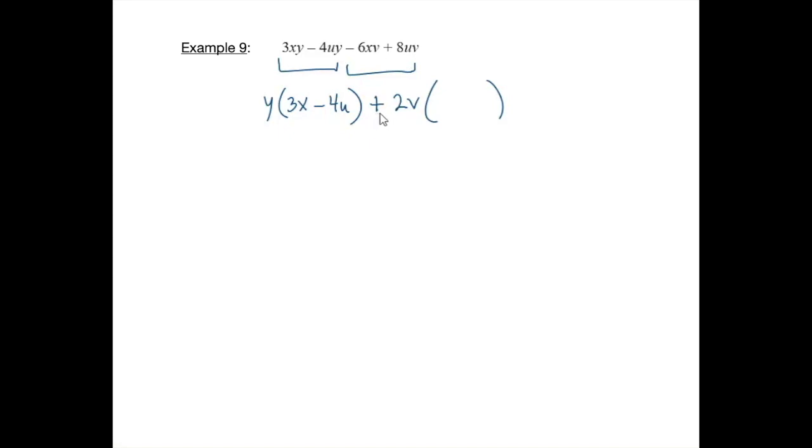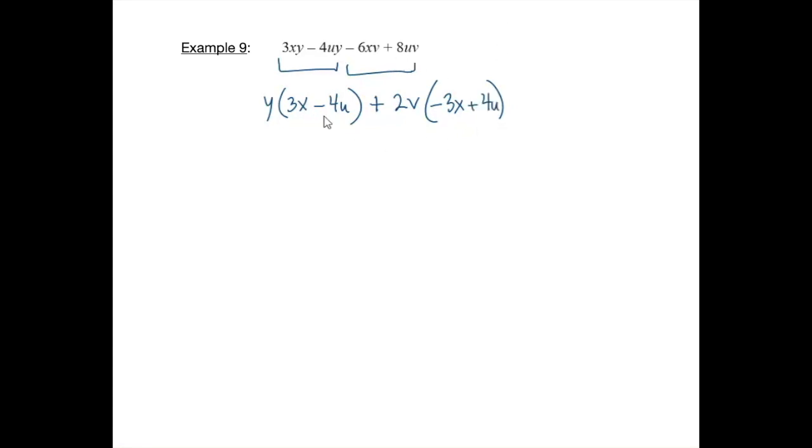Now let's suppose that we weren't thinking about the positive or negatives yet, and we just factored out a positive 2v. In this case, when we distribute and multiply by the first term, we have to get negative 6xv. Since this is a positive 2v in front, we would have to have a negative 3x inside. And then 2v times positive 4u will equal positive 8uv.